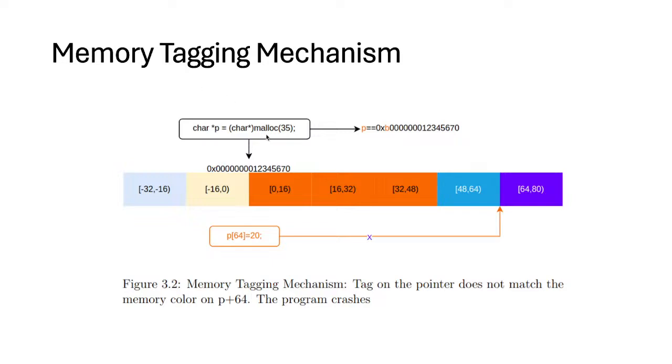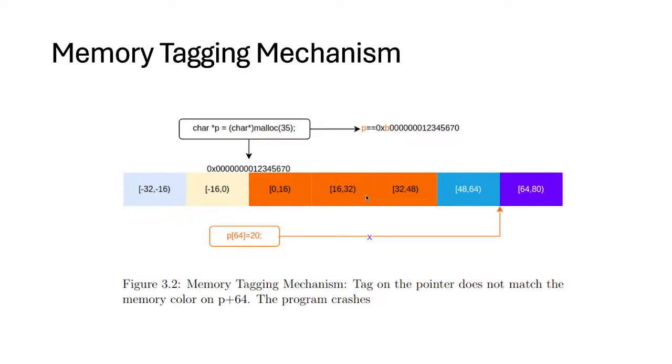Let's assume we're using malloc to allocate 35 bytes. The malloc function would actually allocate 48 bytes, probably also with some header, but the actual memory it allocates to you is 48. It tries to align to 16, and this entire 48 bytes of address is going to be given a color. So when we use malloc, malloc will return the color of the memory.